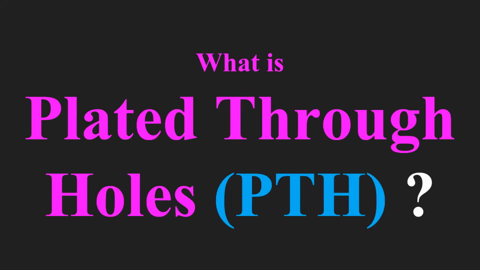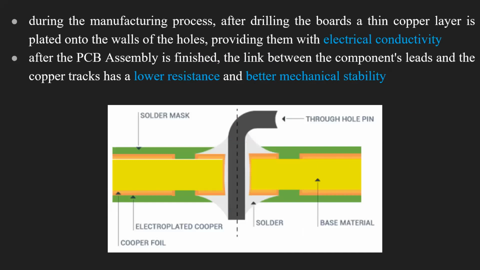So what is plated through-hole technology, PTH technology? During the manufacturing process, after drilling the boards, a thin copper layer is plated onto the walls of the holes, providing them with electrical conductivity. After the PCB assembly is finished, there is a link between the component leads. The component leads are the terminals of the component, as shown in the photo, this gray colored part, and the copper tracks.